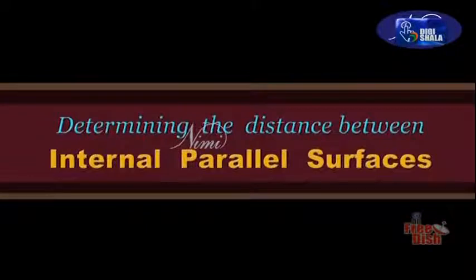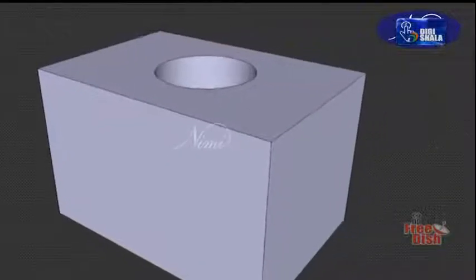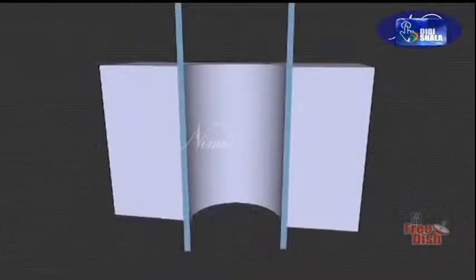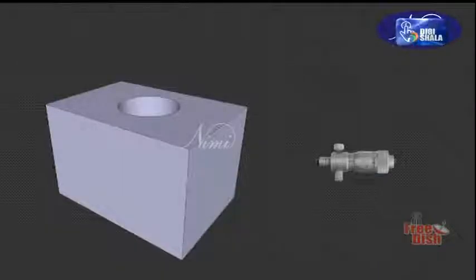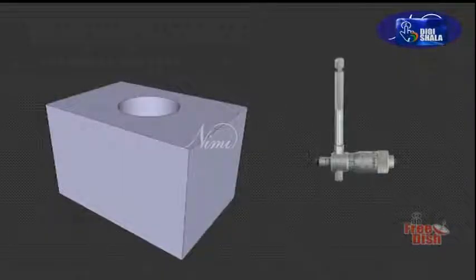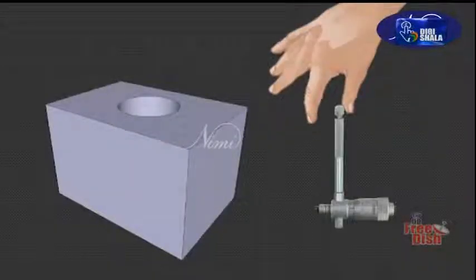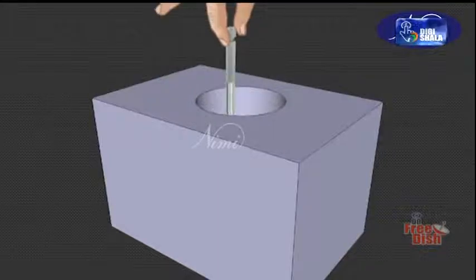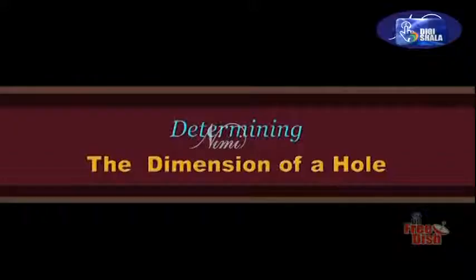Determining the distance between internal parallel surfaces. While checking the parallelism between two surfaces of a deep bore, a handle must be used along with the inside micrometer. In order to ascertain parallelism, a minimum of 2 readings has to be taken. Determining the dimension of the hole.